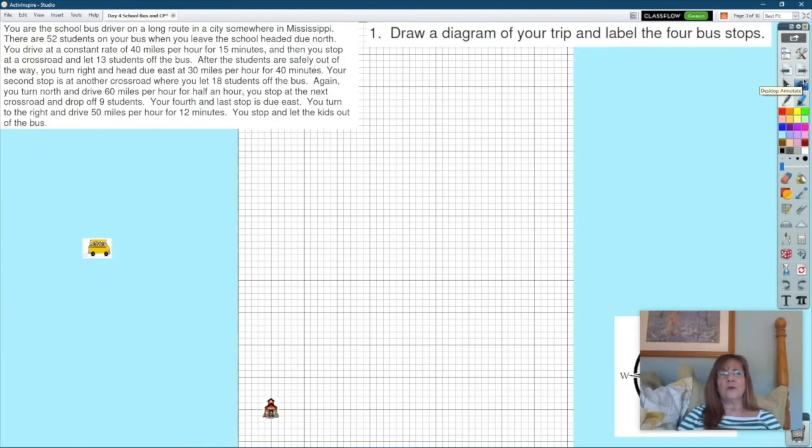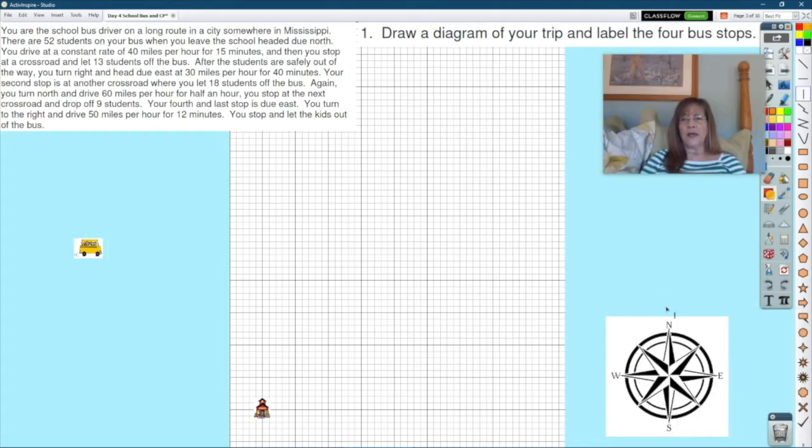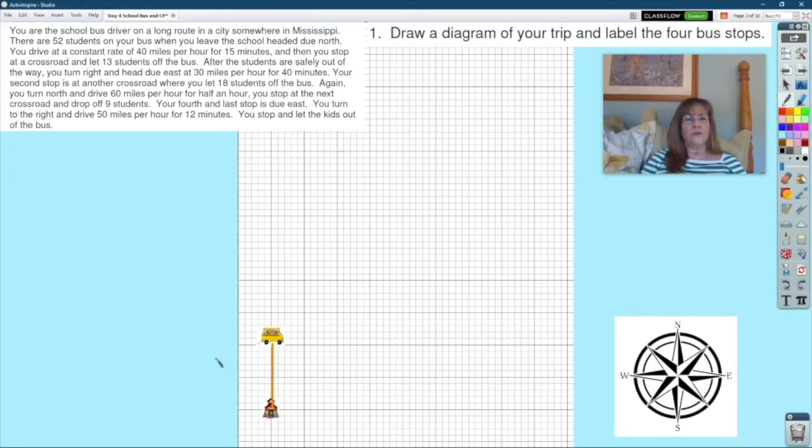Okay, so here we are. We're going to draw a diagram of your trip and label the 4 bus stops. So we are going to start by looking at that there's 52 students on the bus when you leave and you head due north. So we're going to head north. So that's up. And we're starting at the school. So we're going to head north up this way. And we started with 52 students. So right now there's 52 students on the bus. We are traveling at 40 miles per hour for 15 minutes.